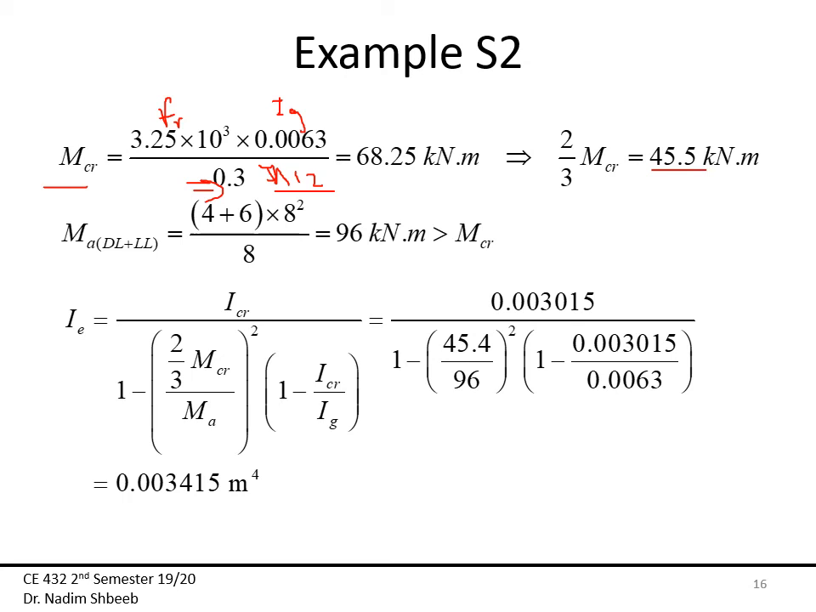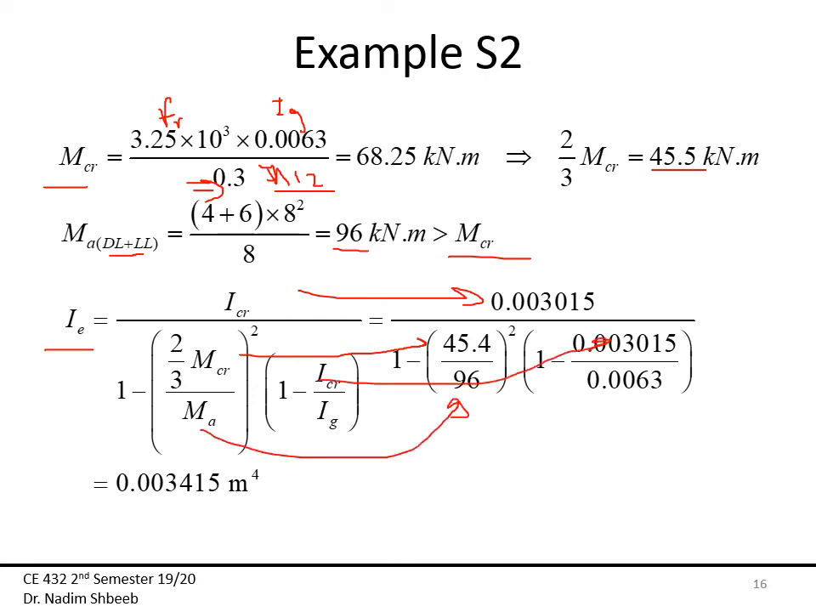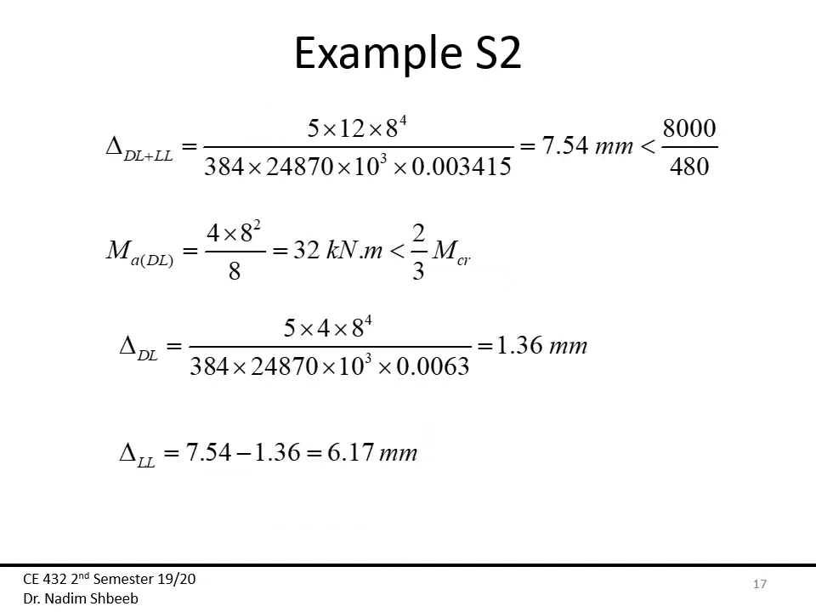Okay, then the maximum moment due to both dead load and live load is equal to 4 plus 6 times 8 squared, which is the L over 8, and that's equal to 96 kilonewton meter, and that's larger than the cracking moment. So I have to use the second part of the table, and my effective moment of inertia would be I cracking, which is this. 2/3 of M crack, which is that 45, maximum moment is this, and then the I cracking is this value right here, and I gross is this. So my I effective is 0.003415.